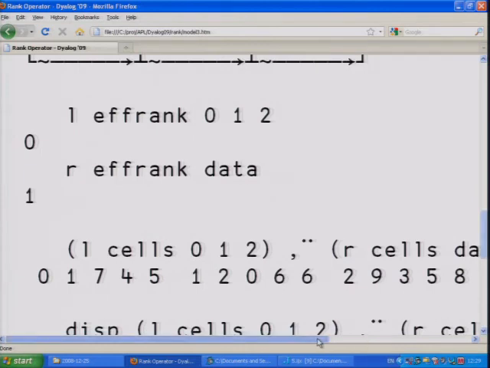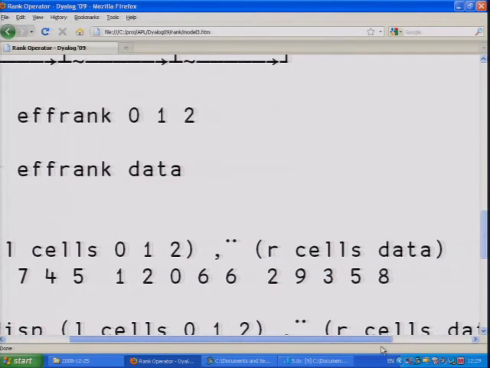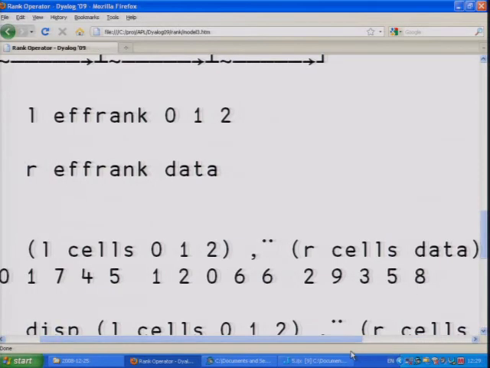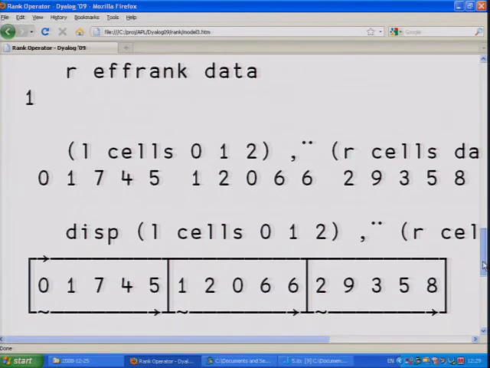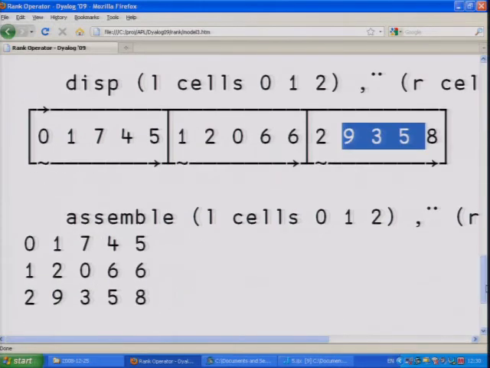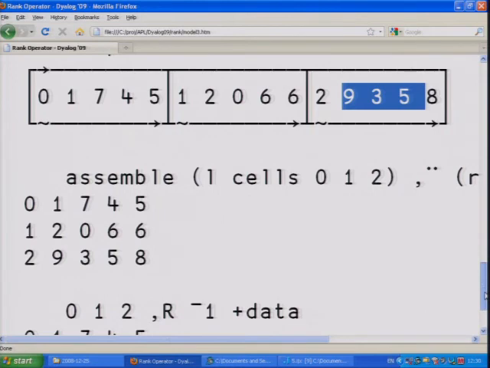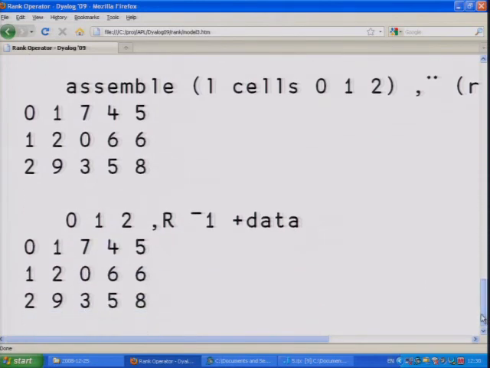And then it uses the each operator in the model only. In the model, it uses the each operator to apply the function to corresponding cells. And the disp shows you more clearly what's going on. So it catenated the first cell on the left to the first cell on the right, second cell on the left to the second cell on the right, third cell on the left, third cell on the right. And then assembles the result. So that's what it did.